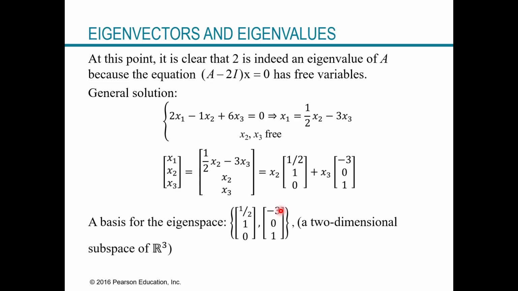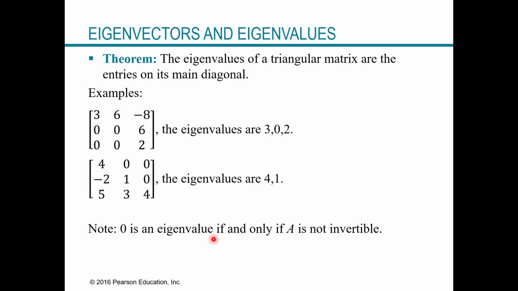And so a basis for our eigenspace is the set containing these two vectors: the vector 1/2, 1, 0, and the vector -3, 0, 1. So this is a two-dimensional subspace of R3. Like we've talked about in the past, with a basis, all the multiples of this would form our space. In our case, it's called an eigenspace, but in the past, we would just call it a subspace.